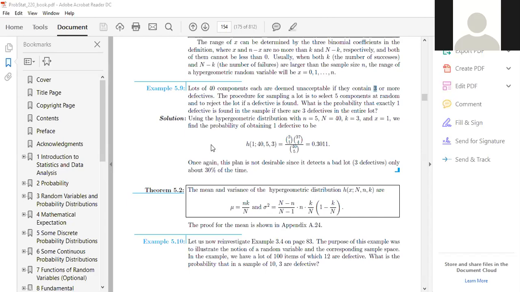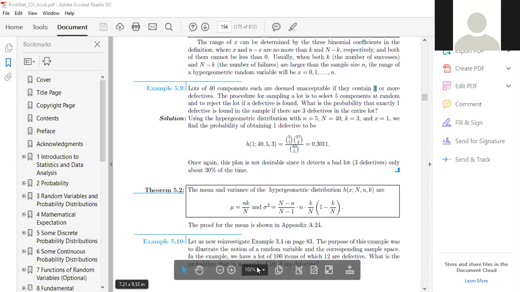It says that, let's now reinvestigate the same example. I just reviewed that example for you. The purpose of this example was to illustrate the notion of a random variable and a corresponding sample space. In the example, we have a lot of 100 items, of which 12 are defective, as I told you. What is the probability that in a sample of 10, 3 are defectives? That means my X is equal to 3.